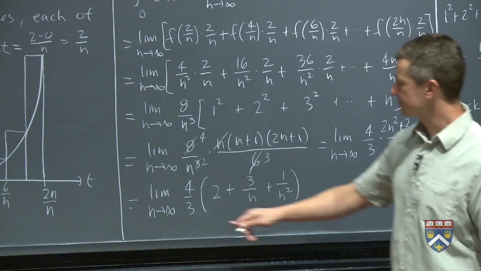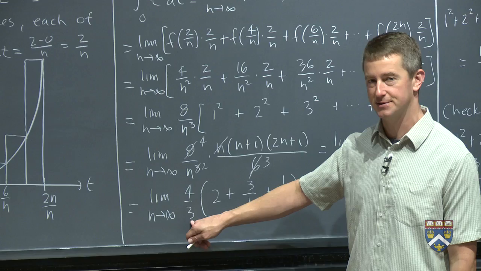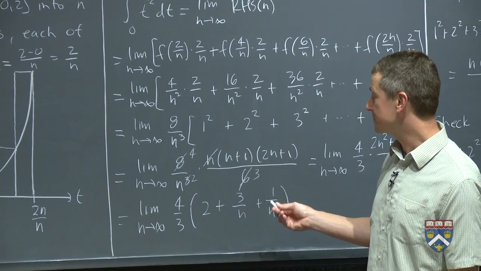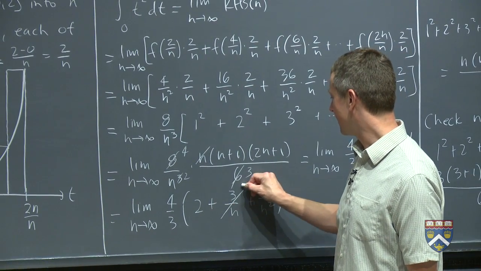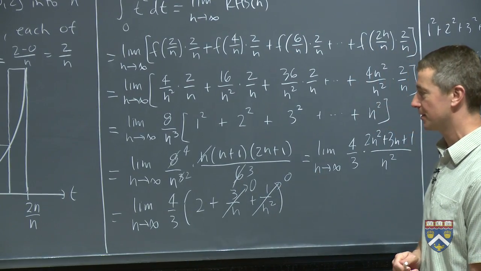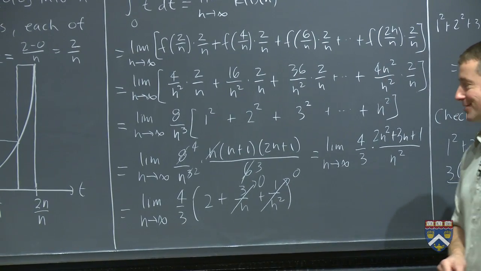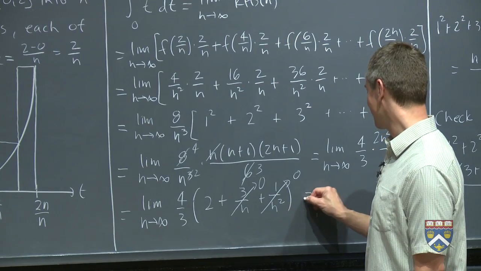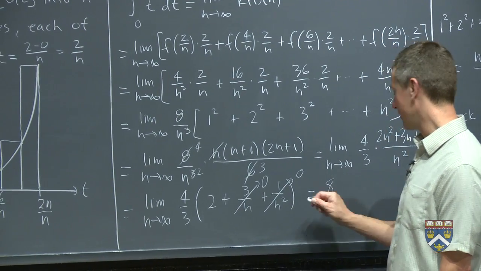Now, what happens as n goes to infinity? 4/3 doesn't change. 4/3 doesn't care about n. Neither does 2. But what happens to 3 over n as n goes to infinity? That goes to 0. What happens to 1 over n squared? That also goes to 0. So what's our answer? 4/3 times 2 equals 8/3.